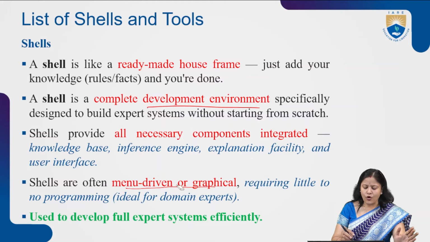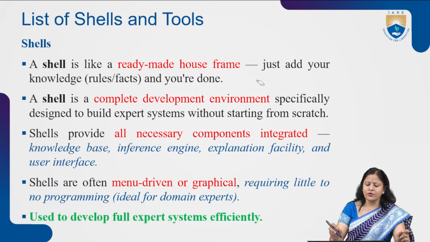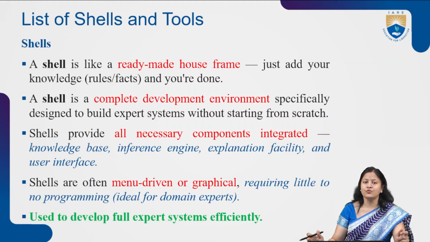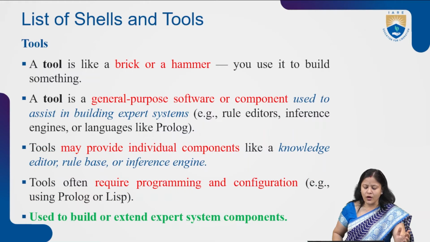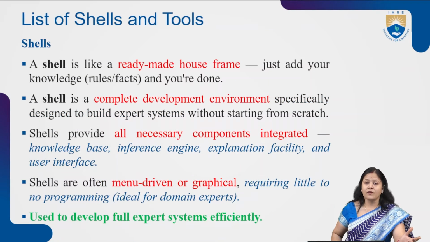So the cells are often menu driven or graphical driven, and are used to develop full expert systems efficiently. If you compare both, cells are used to develop the complete expert system efficiently, whereas tools are used to build expert system components, not the complete expert system. Any one component we can create. It may be the knowledge base, the rules, the inference engine, the user interface, or the rule editor. If we combine all the components, then only we will get the complete expert system for our purpose.